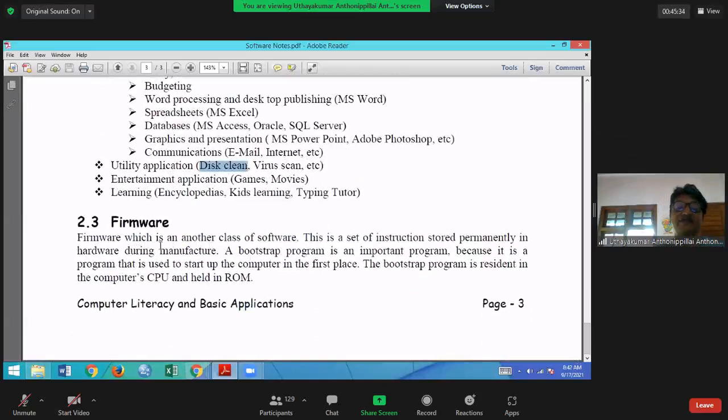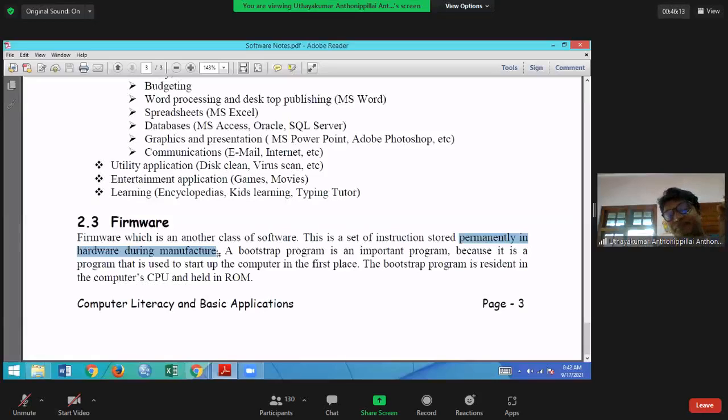So firmware is another class of software. This is a set of instructions stored permanently in hardware during manufacture. The only difference is that firmware means a hardware chip is burned by a software program, right? So hardware and software intermixed, burned in, we can say that is firmware.